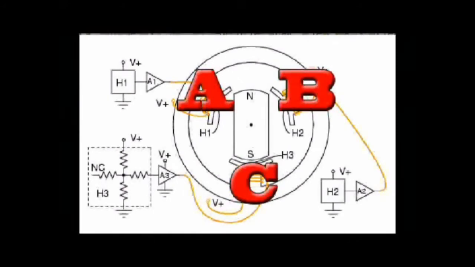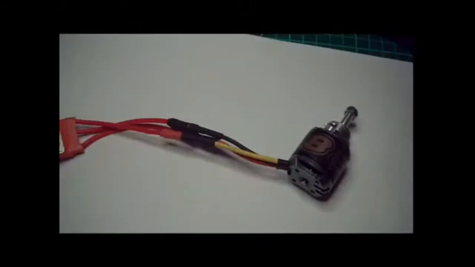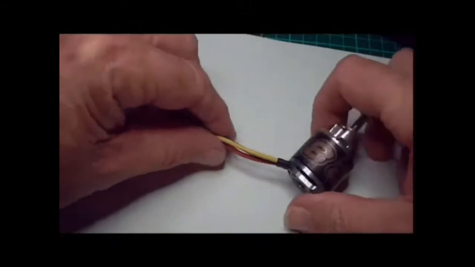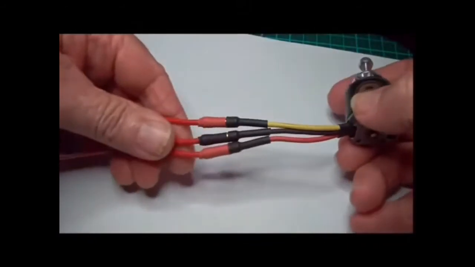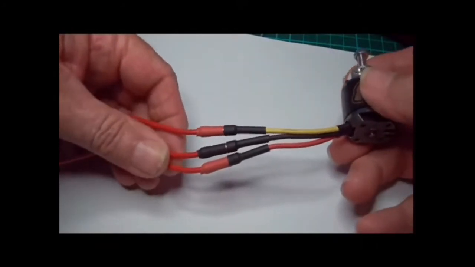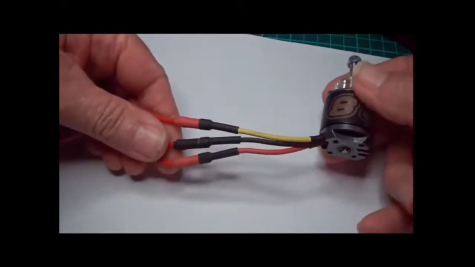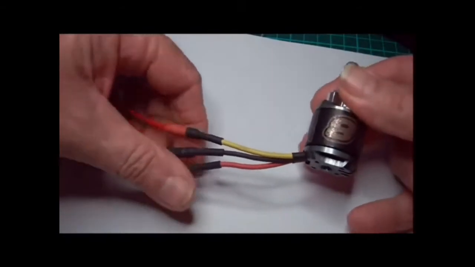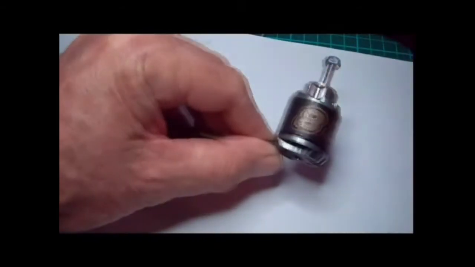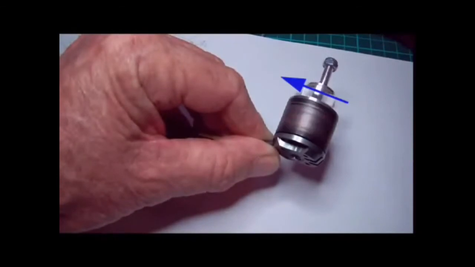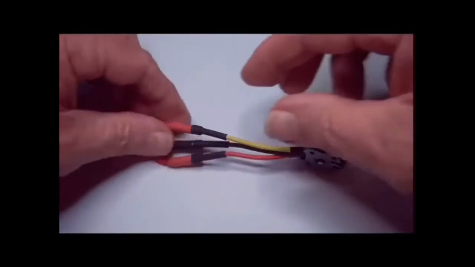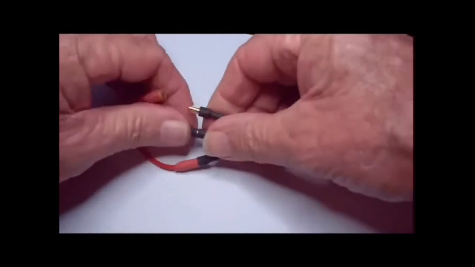So if any two circuits are changed from one direction to another, it will change the direction of rotation. Here's the demonstration. Since it has three wires, we can reverse any two of those wires. And this is three-phase. So let's see the first one. It rotates in the anti-clockwise direction. Now we will reverse two of the wires.